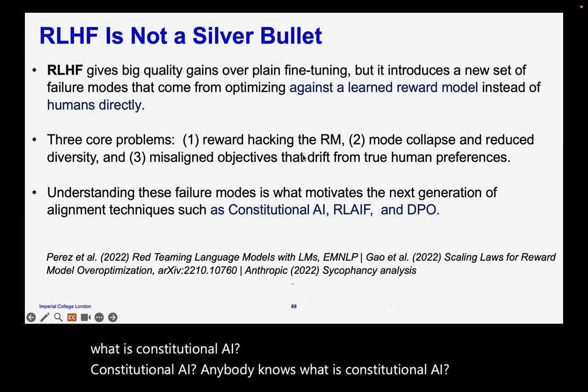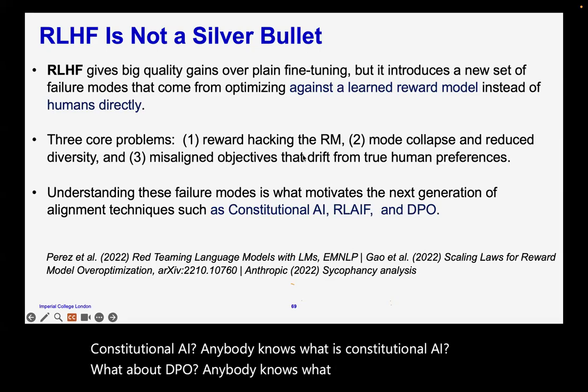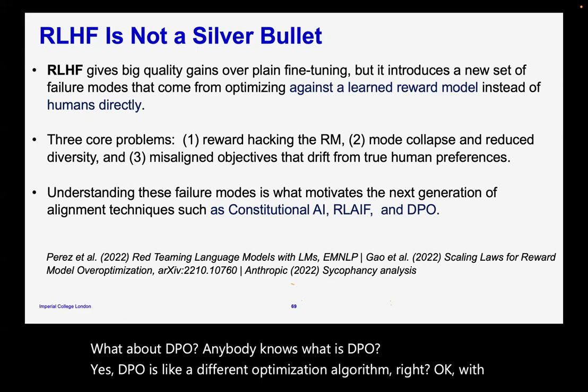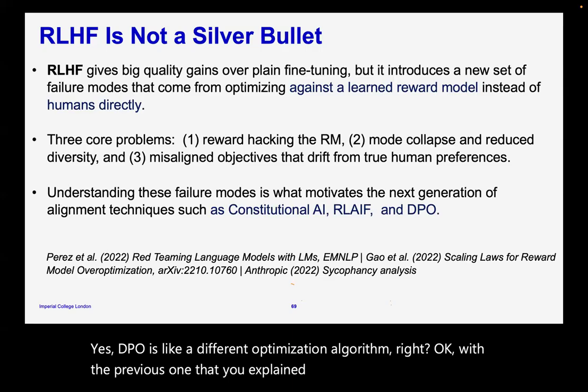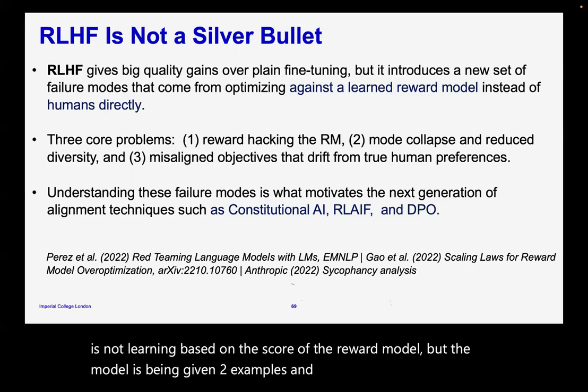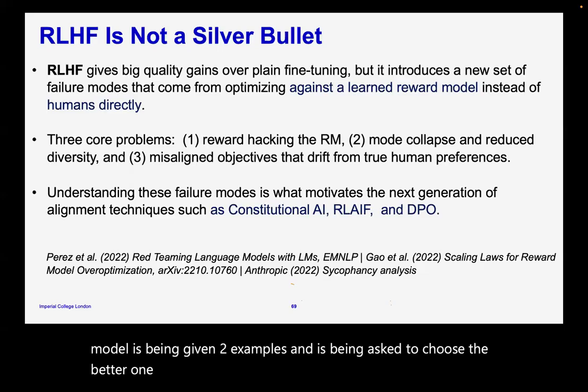What about DPO? Anybody knows what DPO is? Yes, DPO is a different optimization algorithm. The difference from the previous one that you explained is that in DPO, the model is not learning based on the score of the reward model, but is being given two examples and asked to choose the better one directly. Right, okay, that's a good one.